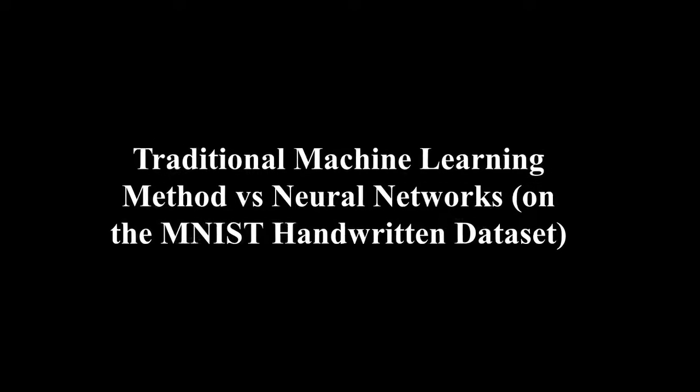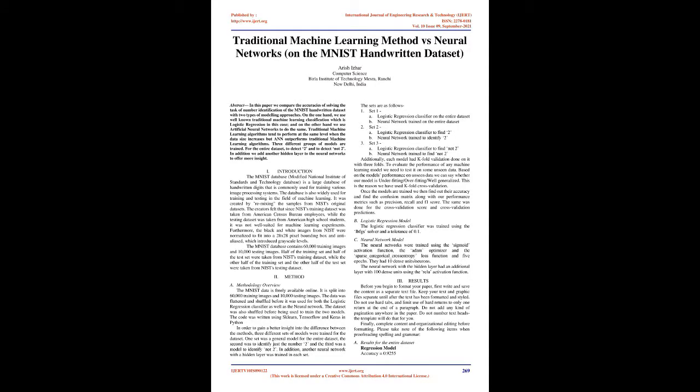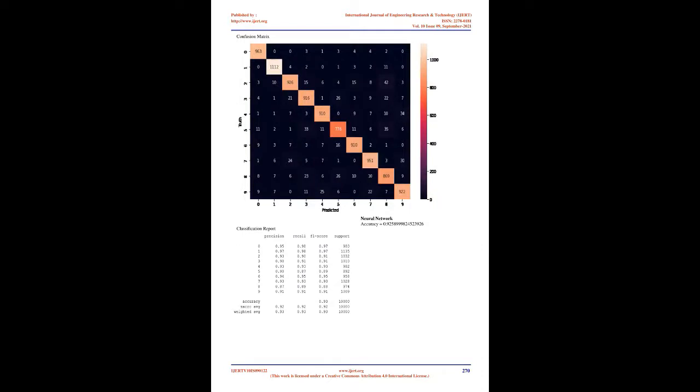Traditional machine learning methods vs neural networks on the MNIST Handwritten Dataset. Abstract. In this paper we compare the accuracies of solving the task of number identification of the MNIST Handwritten Dataset with two types of modeling approaches. On the one hand, we use well-known traditional machine learning classification, which is logistic regression in this case, and on the other hand we use artificial neural networks to do the same.